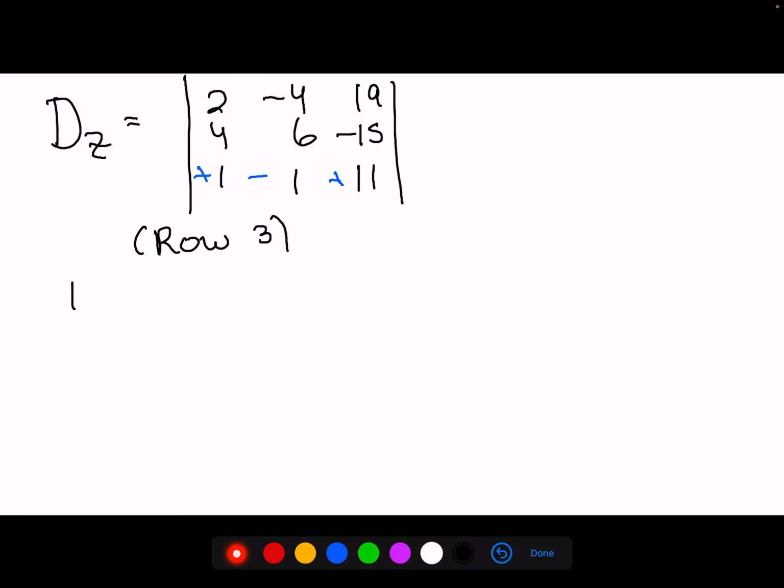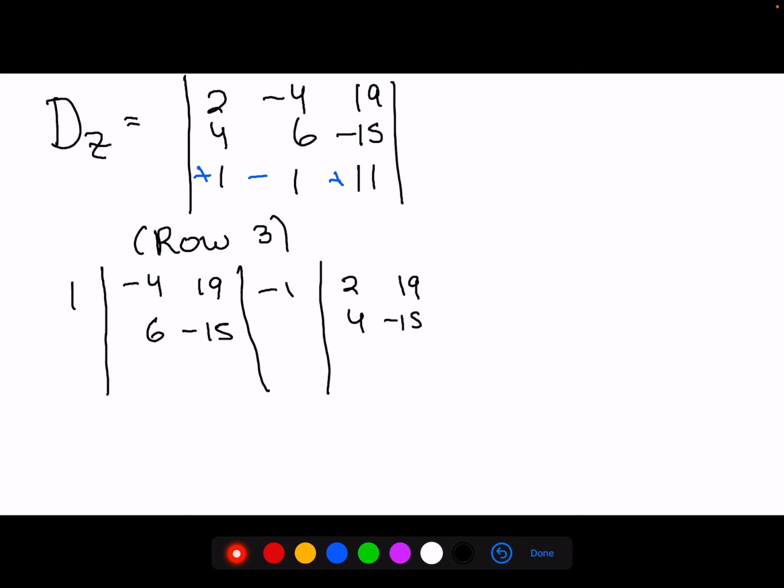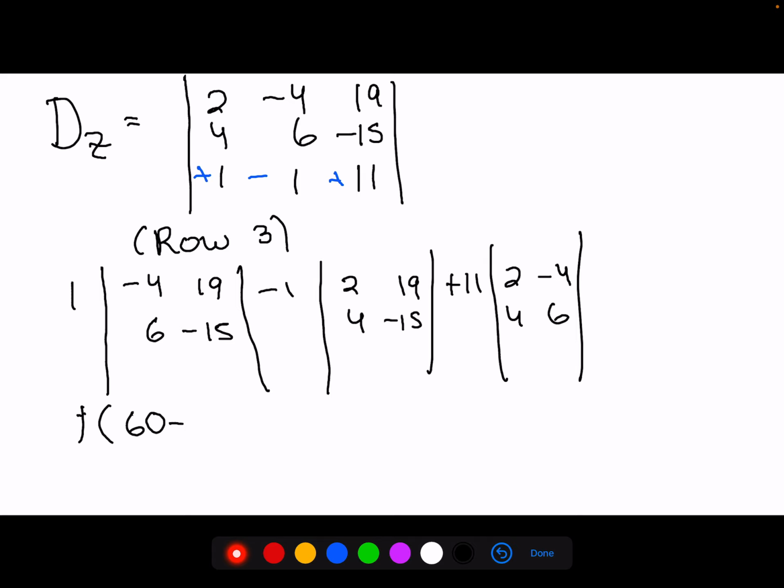So we have the 1 with negative 4, 19, 6, and negative 15. Then we have the minus 1 with 2, 4, 19, negative 15. And then we have the plus 11 with 2, negative 4, 4, and 6. So 1 times 60 minus 114 minus 1 times negative 30 minus 76 plus 11 times 12 minus negative, so plus 16.